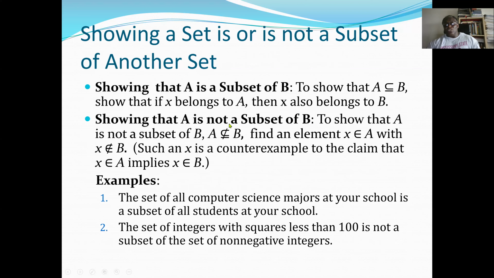Now, to show that A is not a subset of B, find an element x that belongs to A with x not belonging to B. Such an x is a counterexample to the claim that x belongs to A implies x belongs to B.